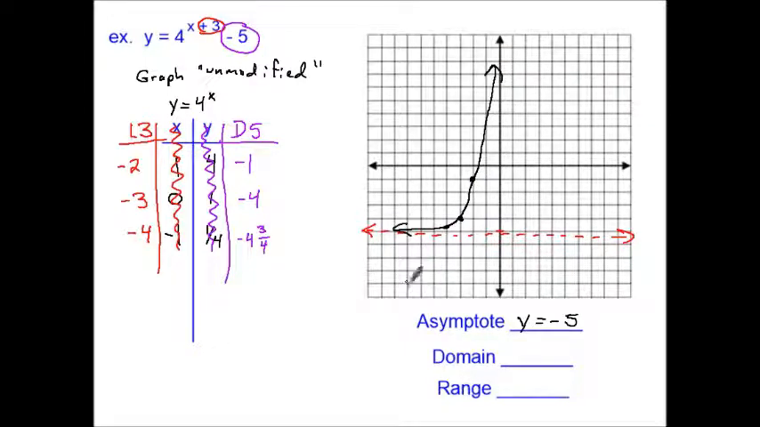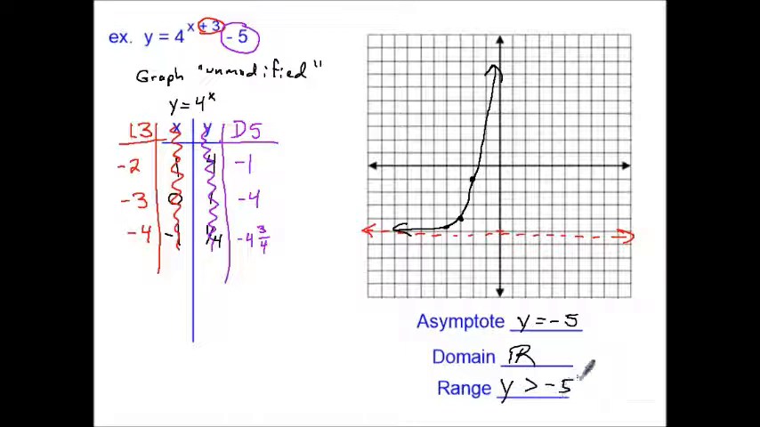Okay, the good news is the domain is still going to be all reals, because I can still plug in points to the left and to the right as many times as I want. And now the range, okay, notice where the asymptote is. Well, again, that puts like a bottom edge on this thing, so the range is going to be above that. So in our case now, y is greater than negative 5 for our range.